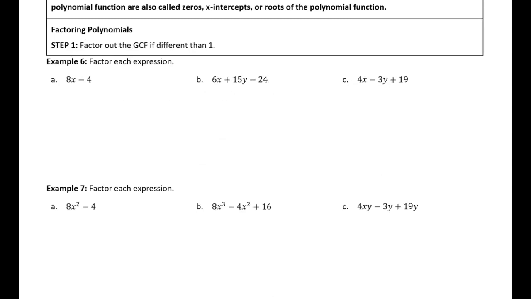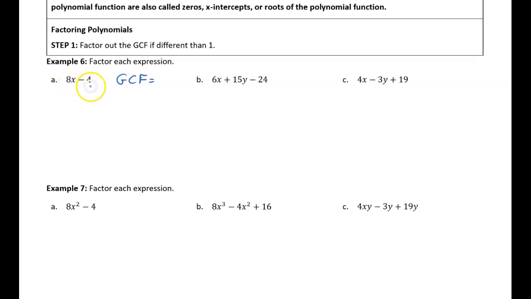In example 6, we're asked to factor each expression. We're going to do this as much as possible, factor it as far as possible. So in part A, we have 8x minus 4. So looking at my terms, 8x is one of my terms. The subtraction of 4 is my other term. I want to look for the GCF, the greatest common factor between these two pieces.